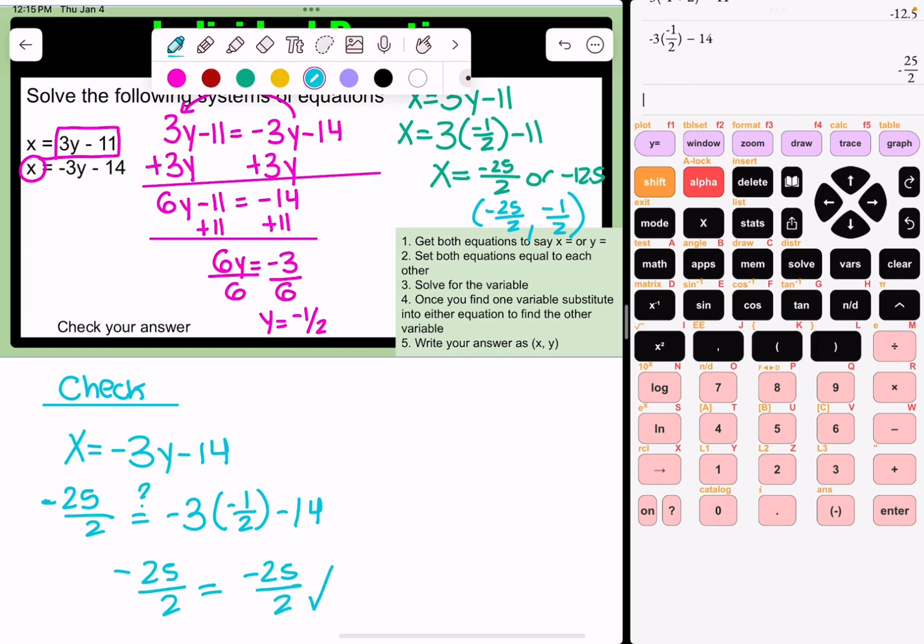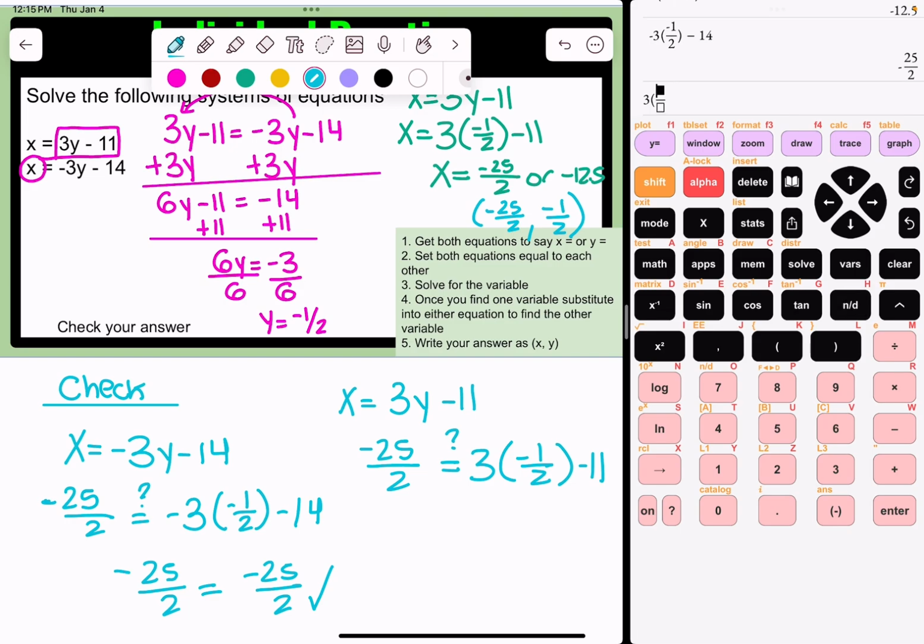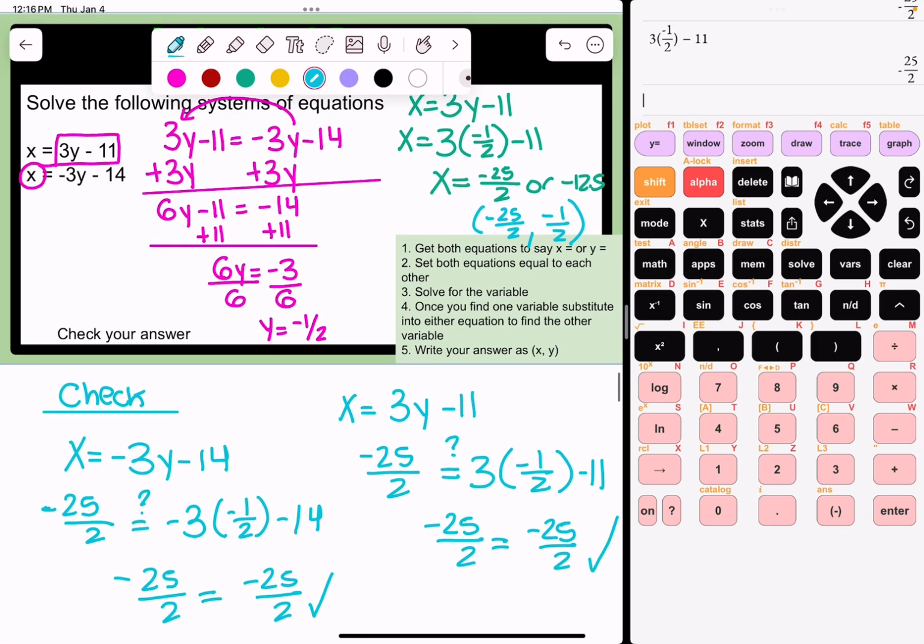So this is correct. And you could be double sure by also using the first equation and plugging that in and seeing is it good. x is -25/2, maybe equals 3 times y, which is -1/2, minus 11. And let's see when we type it in the calculator. They are both equal to each other. So this is 100% the answer. Check. All right, good job.